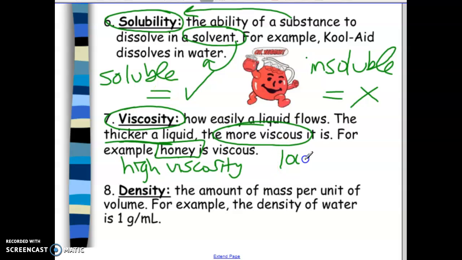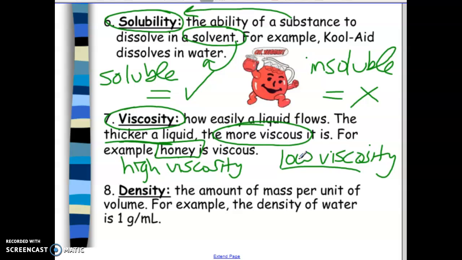So if something has low viscosity, okay, low viscosity means that it's able to flow very easily. So for example, water has low viscosity, or it is less viscous.